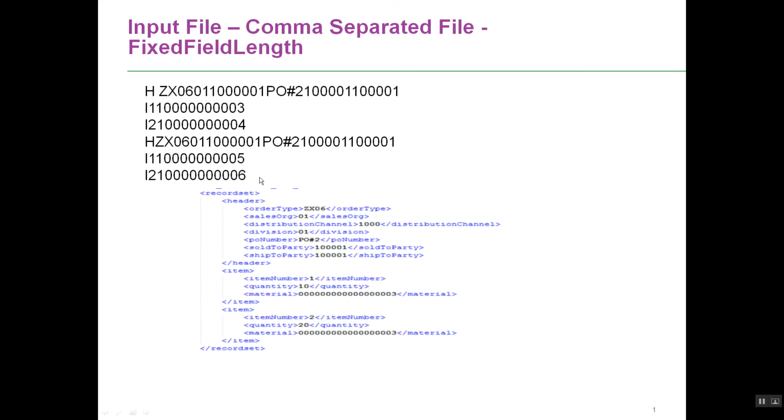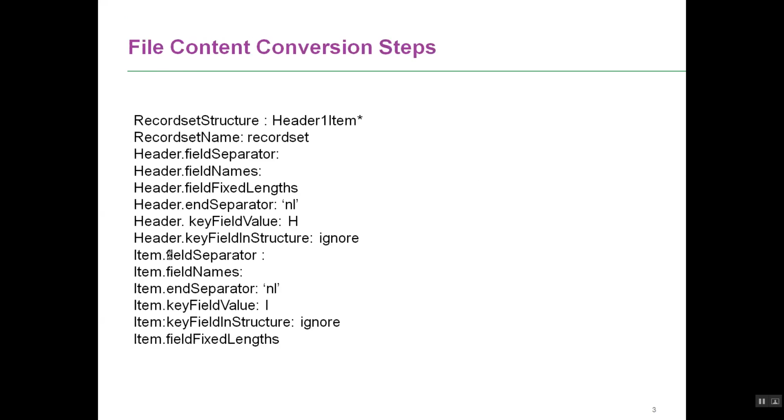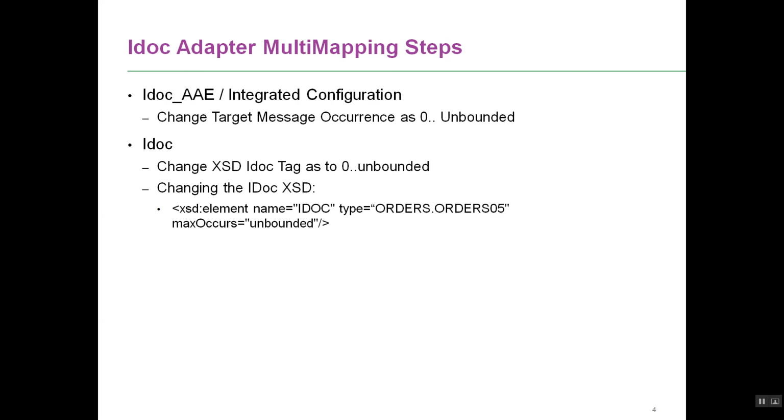We're going to pick up this file and process it in PI, where we're going to convert this file into XML content. Once PI processes this into XML content, instead of using an integrated configuration, we are going to use a classical configuration. Because we are going to use a classical configuration, we are going to use an IDOC adapter and not an IDOC_AAE adapter. Also, this input file will contain multiple orders, so we will be looking at how to perform multi-mapping using an IDOC adapter.